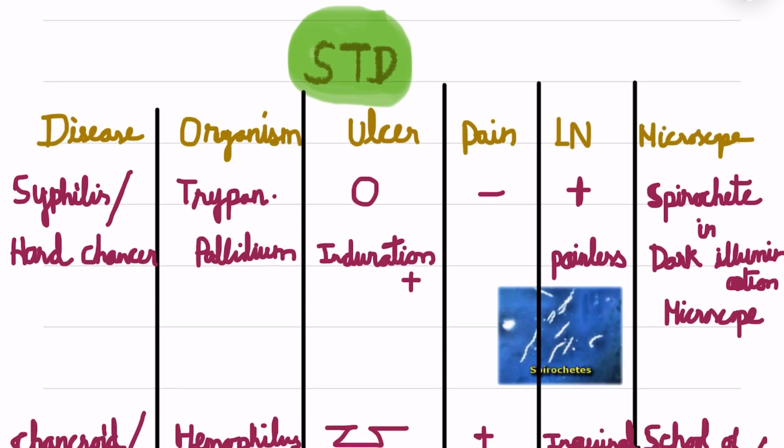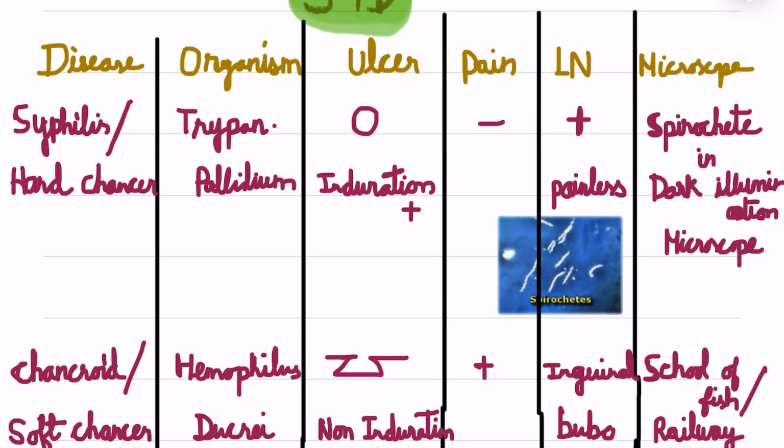The first sexually transmitted disease is syphilis, which is also called the hard chancre, whereas chancroid is also called the soft chancre. There is hard chancre and soft chancre. Syphilis is called the hard chancre and chancroid is called the soft chancre.